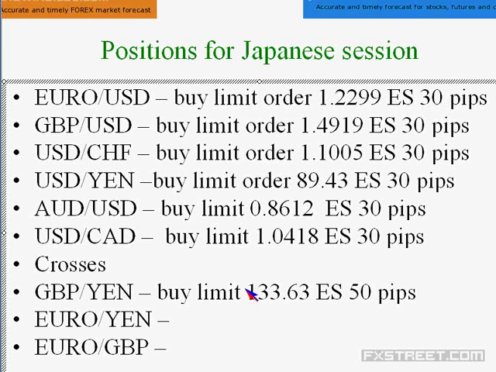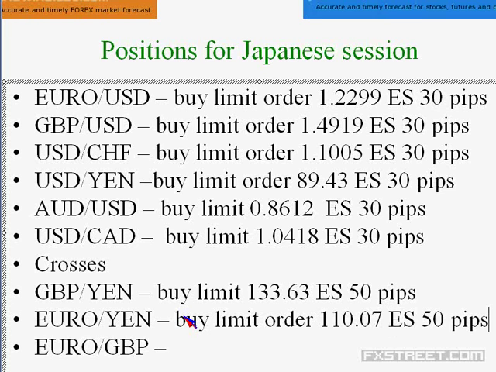So in the case of crosses, the volatility will be very high because of lesser volume when compared to the majors. So obviously we have to keep a wider hedging order so that it will not get frequently hedged. And in the case of euro yen, the current low is 110.06 and current market level is 110.26. So I'll keep a buy limit order at 110.07 with an entry stop of 50 pips.